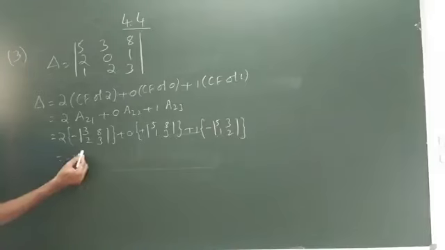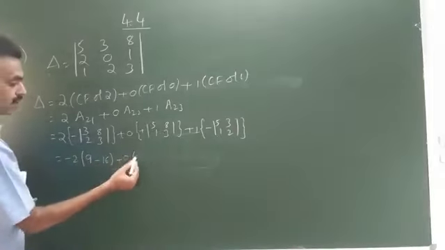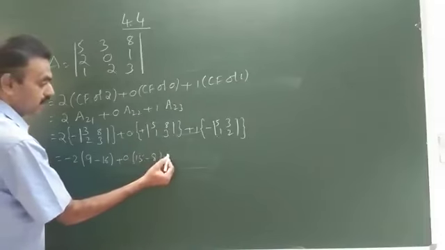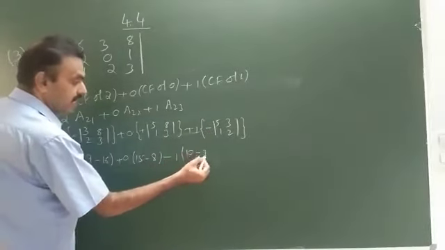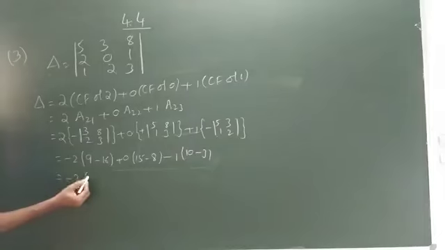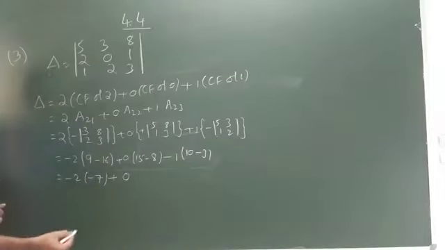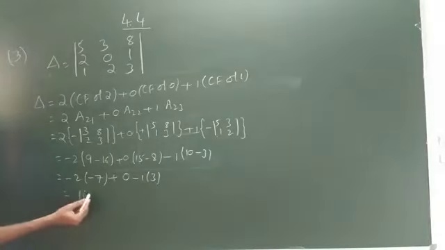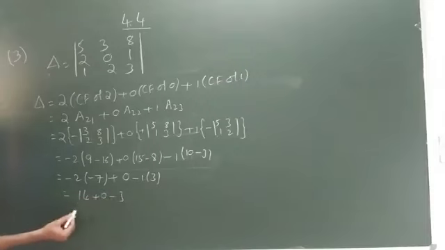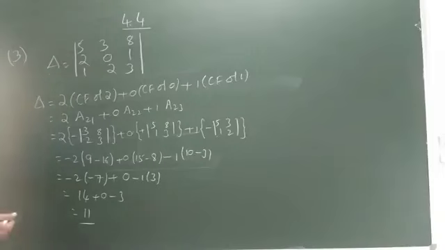So you will be getting minus 2 into 3 3s are 9 and 8 2s are 16. You know how to evaluate this. 0 multiplied by 5 3s are 15 minus 8. Minus 1 into 5 2s are 10, 10 minus 3. What is the answer you get? 2 into minus 7 plus 0 multiplied by anything 0 minus 1 into 3 you get. What you will be getting? 14 plus 0 minus 3. 14 minus 3, answer is 11. So, using the cofactors of the second row, if you find the value of this determinant, it will be 11.